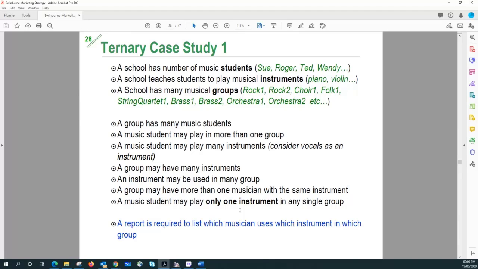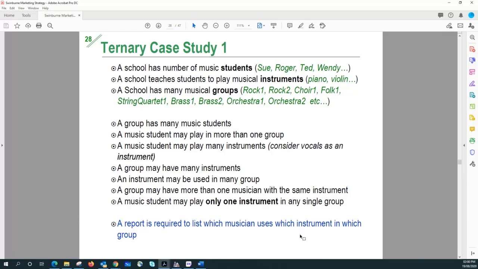So to give the others a chance, they say one student can play only one instrument in a single group. Right now, the principal is asking us to give a list of musicians and which instrument they are playing in which group. That is the report they are asking us to produce, right?